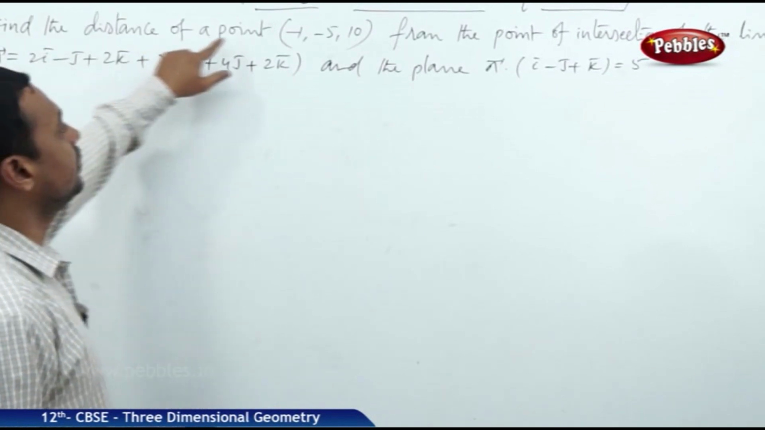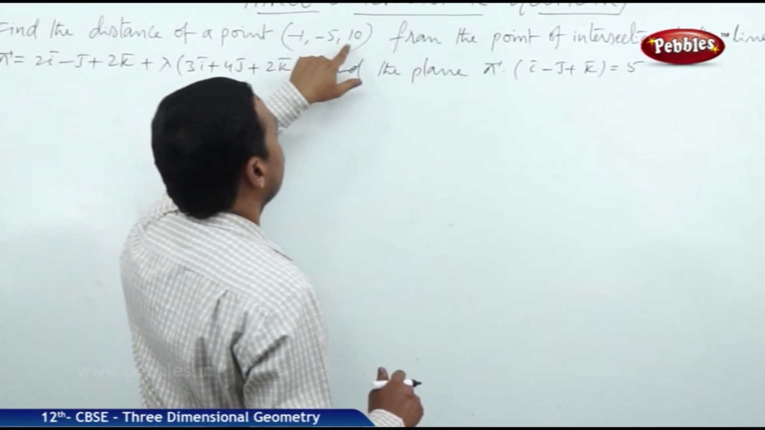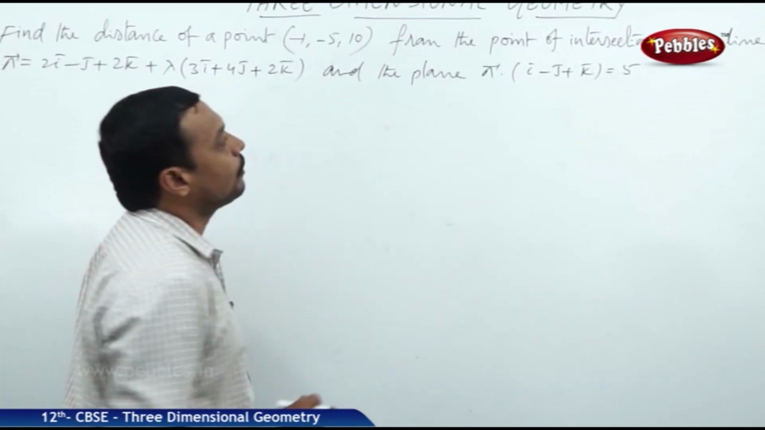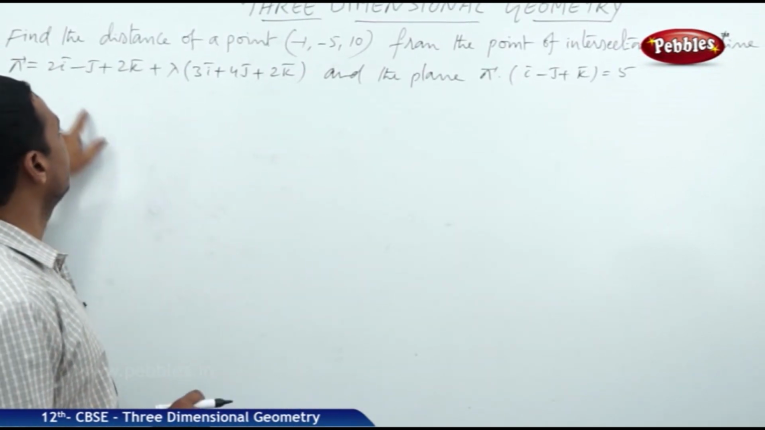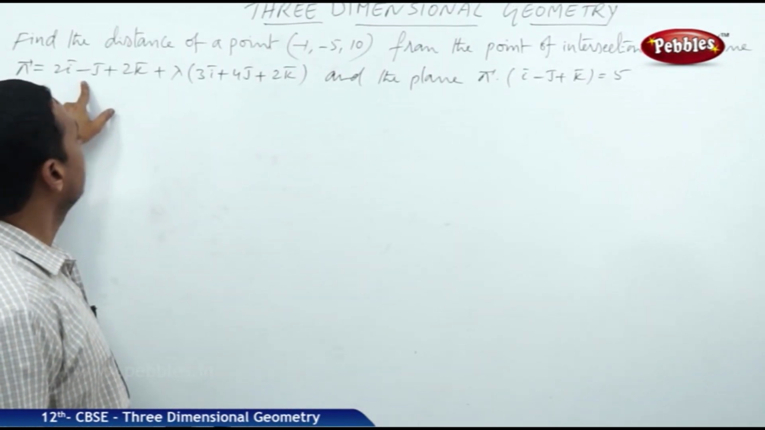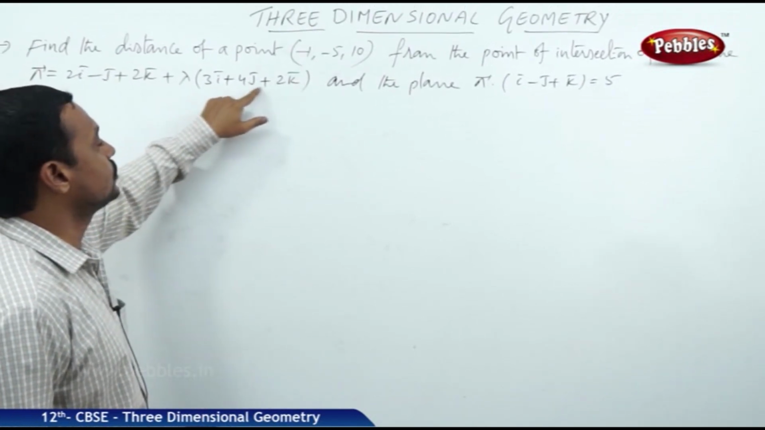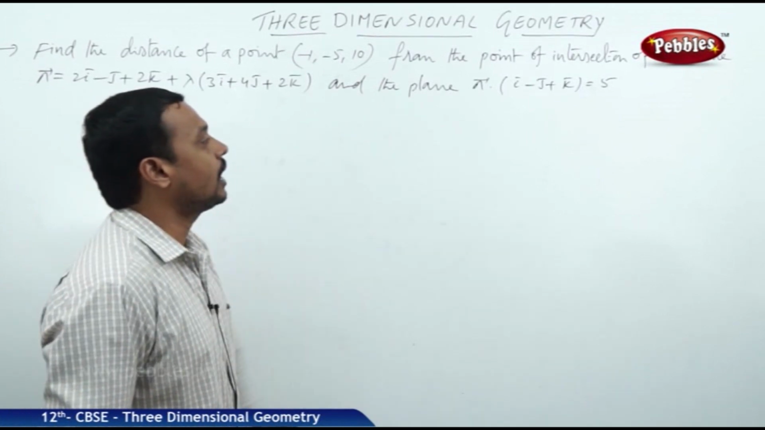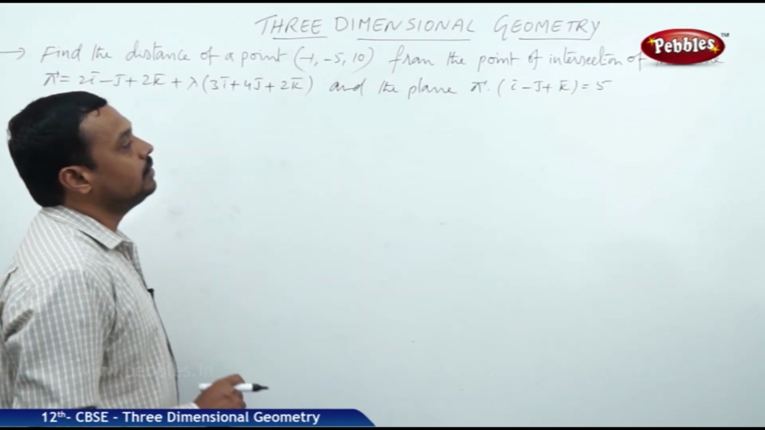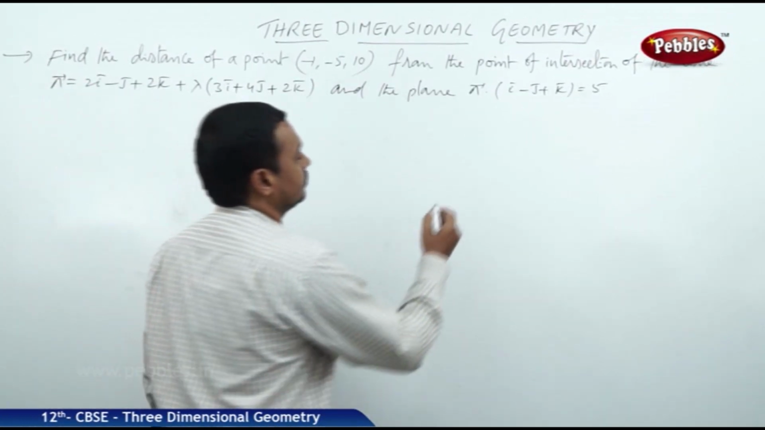Find the distance of the point (-1, -5, 10) from the point of intersection of the line r bar is equal to 2i minus j plus 2k plus lambda into (3i plus 4j plus 2k) and the plane r bar dot (i minus j plus k) is equal to 5.